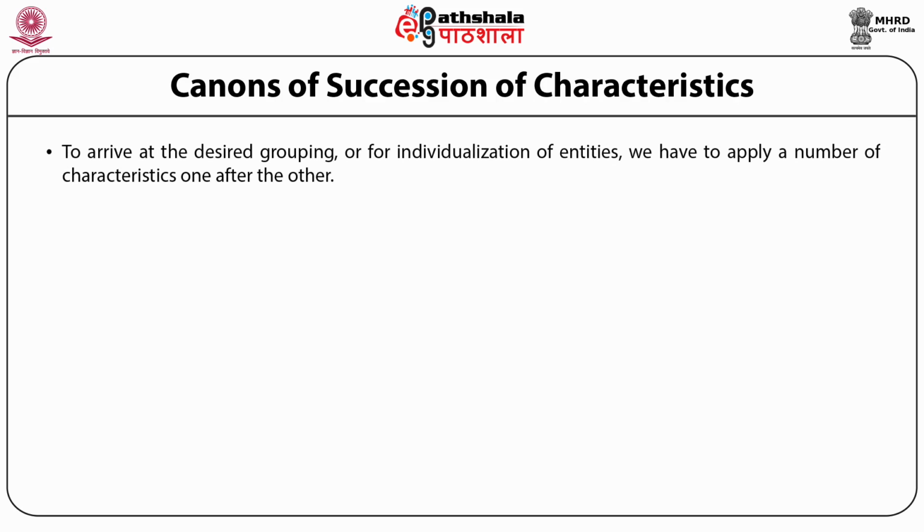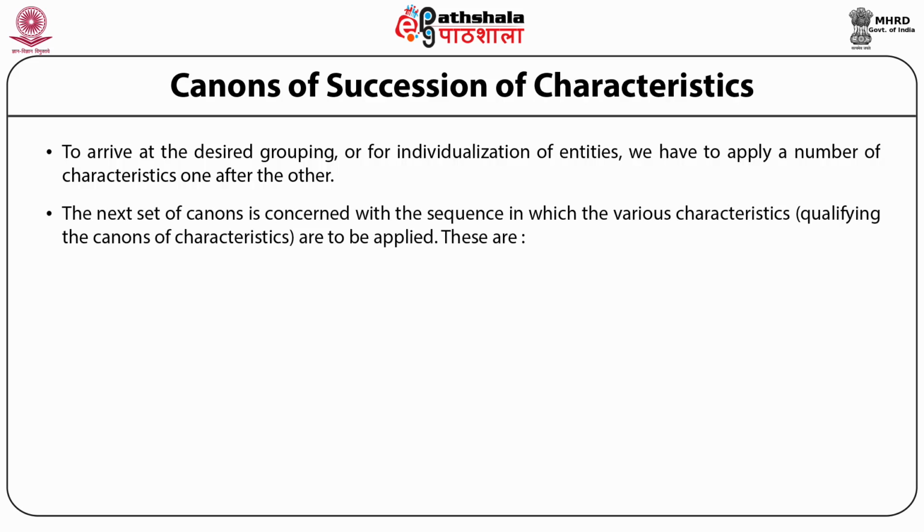To arrive at the desired grouping or the individualization of entities, we have to apply a number of characteristics one after the other. Succession means the sequence in which they occur. The next set of canons is concerned with the sequence or the order in which the various characteristics qualifying the canon of characteristics are to be applied.